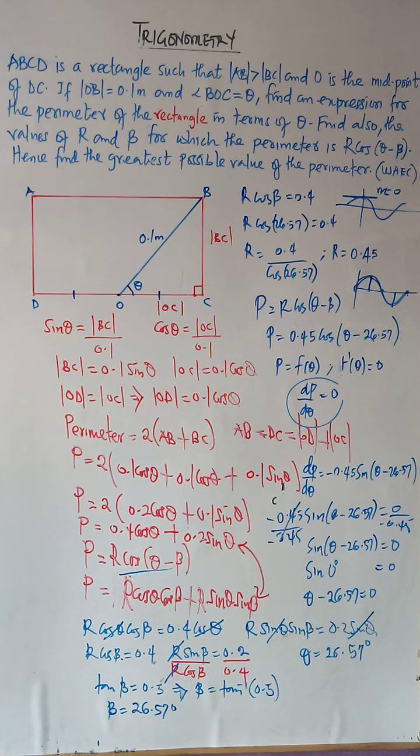So for us to get the maximum value, come back here. You're looking for the maximum perimeter. For the perimeter to be maximum, theta here must be 26.57. So by the time I put it here, 26.57 minus 26.57 gets 0. And because cos 0 is 1, the perimeter will be 0.45. The perimeter is 0.45 units. I'm not given the units, so just write units here. So this is the maximum perimeter.